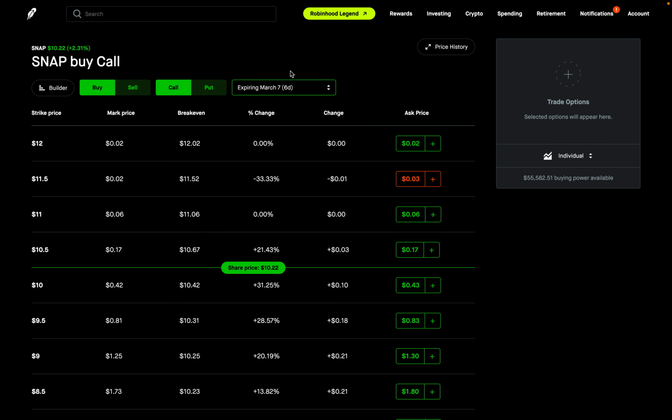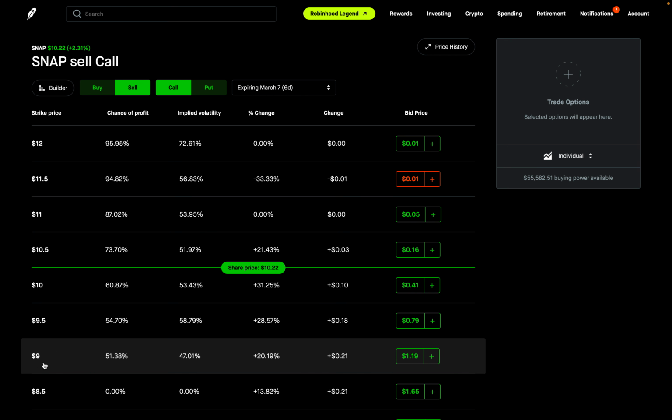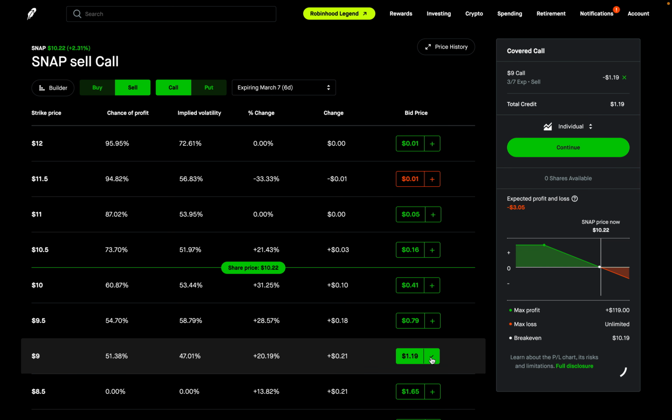So the first thing I'm going to do is come in here and switch over to sell, and I'm going to stay on calls. I'm going to start by selling a call at that price that we came up with. So we believe SNAP will be below $9 at expiration, then I'm going to start by selling a call at the $9 strike. So I would come in here and sell this call right here.